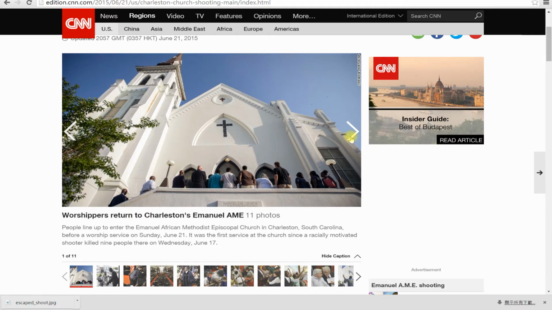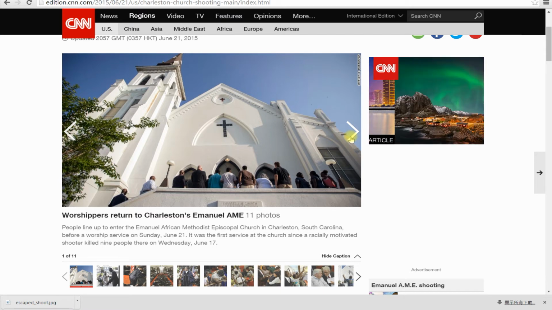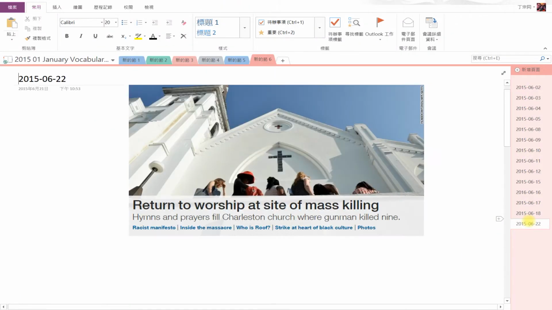好的，同学们，我再念一遍。Worshipper return to Charleston Emmanuel ME. People learn how to enter the Emmanuel African Methodist Episcopal Church in Charleston, South Carolina. Before worship service on Sunday, June 21st, it was the first service at church since a racially motivated shooter killed 9 people there on Wednesday, June 17th. 这就是我们今天的 headline news。好的，同学们可以跟我念。Return to worship at site of mass killing.